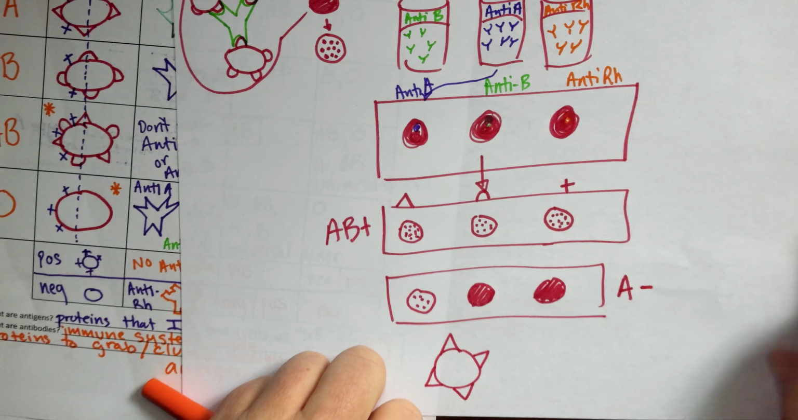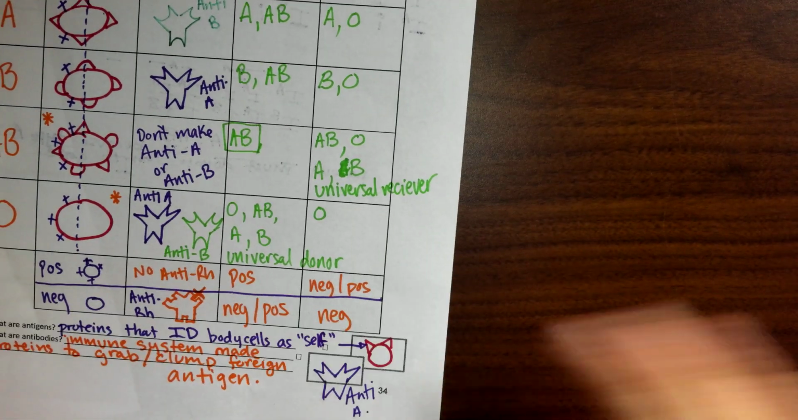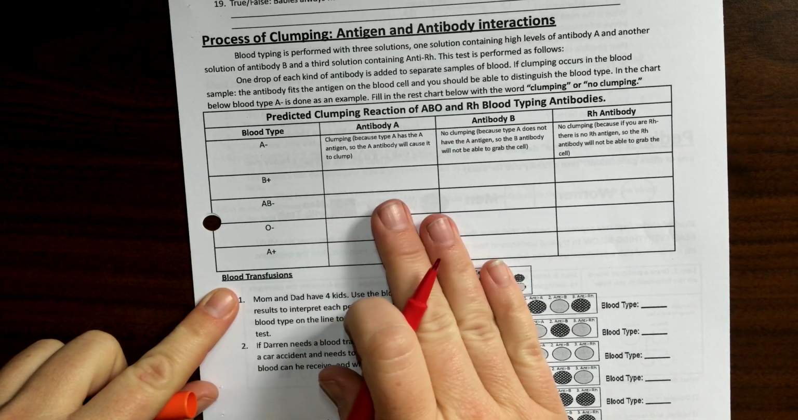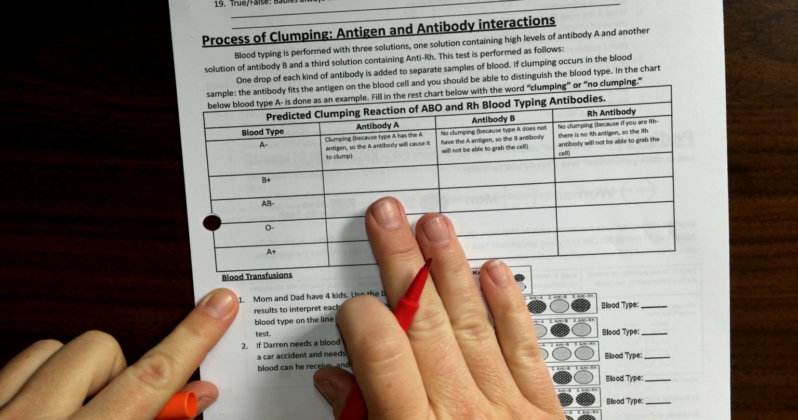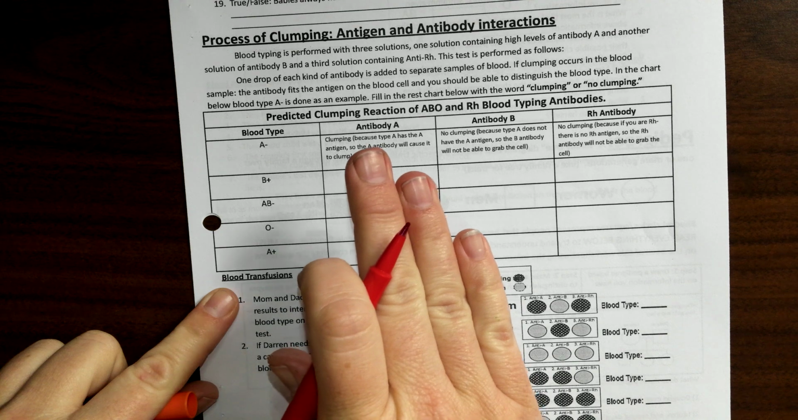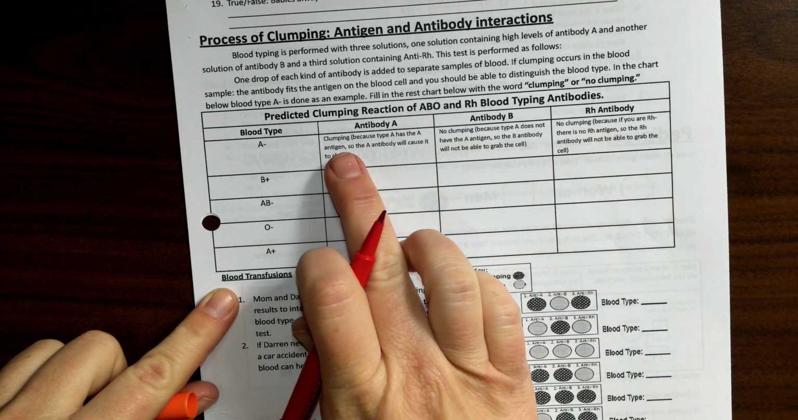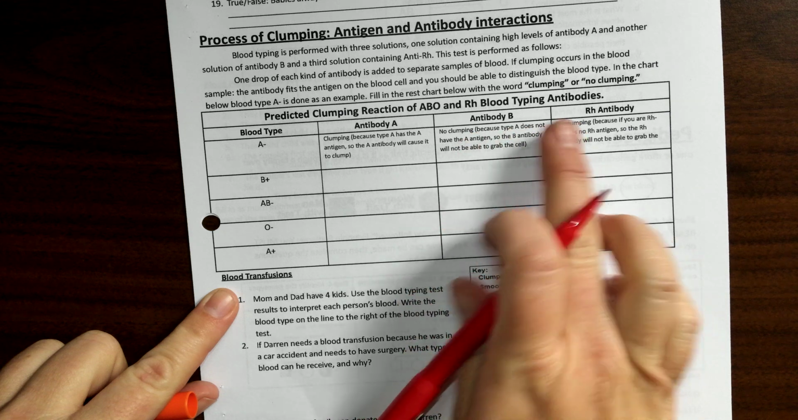Using this information, you should be able to try and answer the questions over here. You can first answer this data table. You're going to write clumping or not clumping. What would you expect each of the droplets of blood to do? If you added anti-A, if you added anti-B, and if you added anti-RH. Here is an example. I wrote clumping or no clumping, but I also described why.